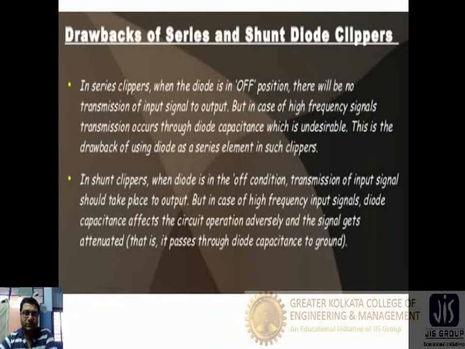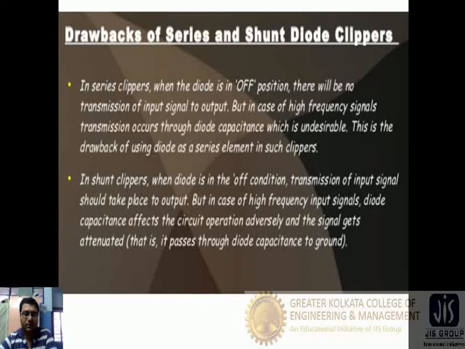Now the drawbacks of the series and shunt diode clippers. In series clippers, when the diode is in the off position, there will be no transmission of the input signal to the output. But in the case of high frequency signals, transmission occurs through the diode capacitance, which is undesirable. This is the drawback of using diodes as a series element in such clippers.